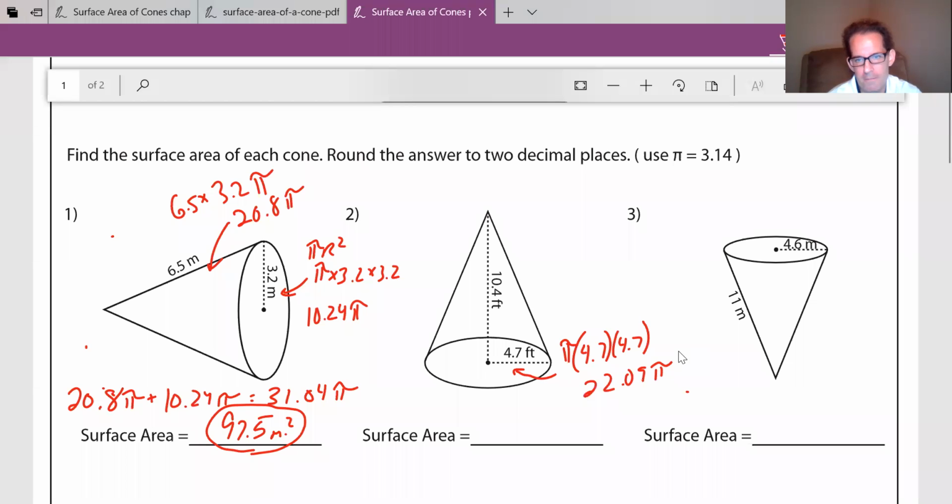22.09 pi. And I want to find out the area of my lateral surface, and that's pi times the radius times the slanted height. So I have pi times 4.7 times 10.4. Let's find out what that is. 4.7 times 10.4 is 48.88. 48.88 pi.